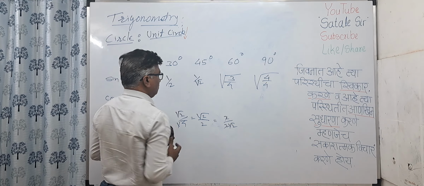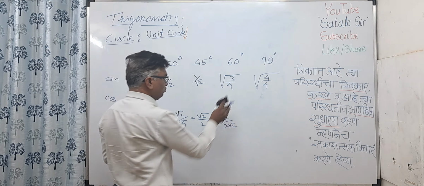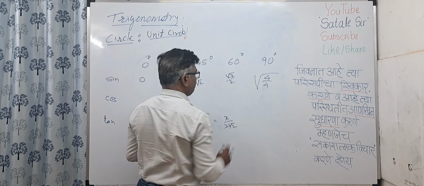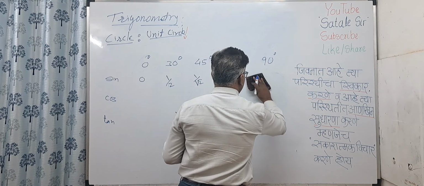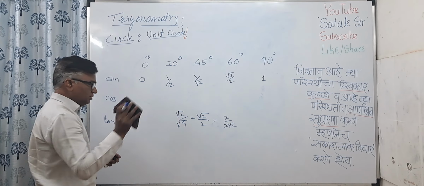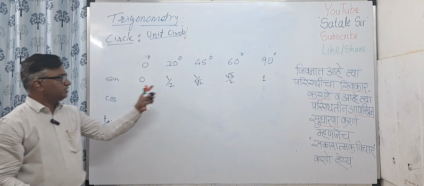Similarly here it will be root 3 by root 4. That root 4 is nothing but 2, so it will be root 3 by 2. 4 by 4 is 1 and root of 1 is again 1, so this will be 1. You can just rewind your video and you can very easily understand how we have got these figures.